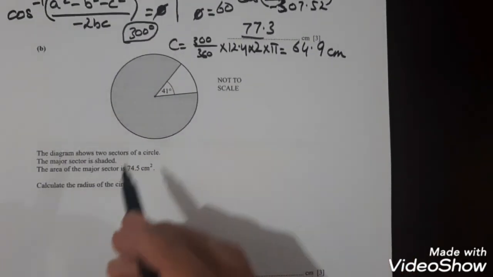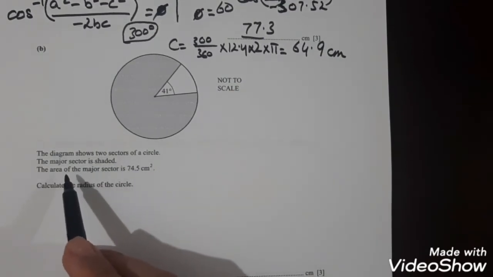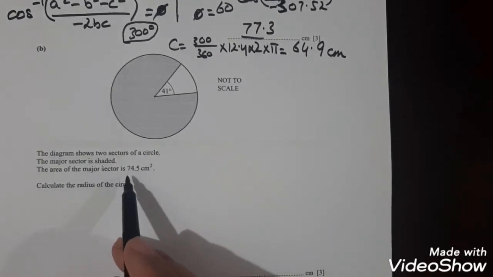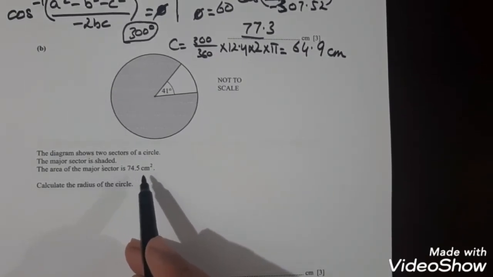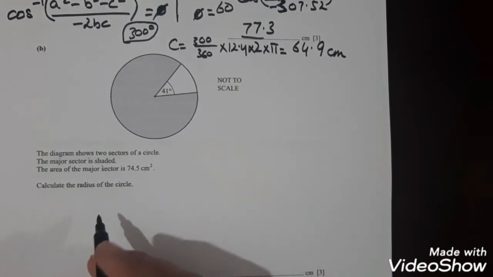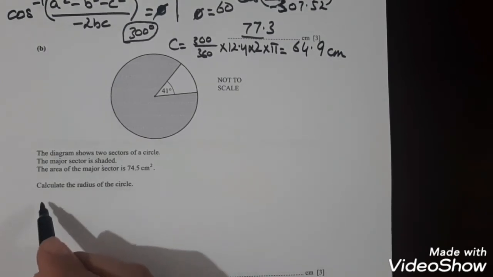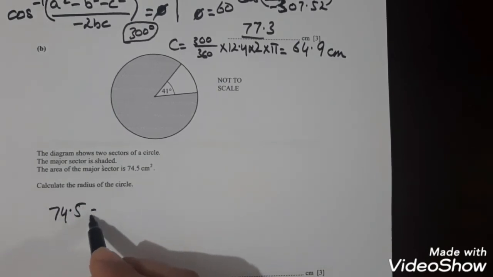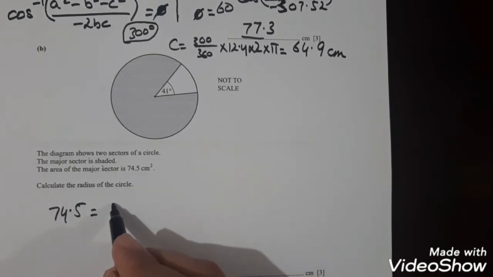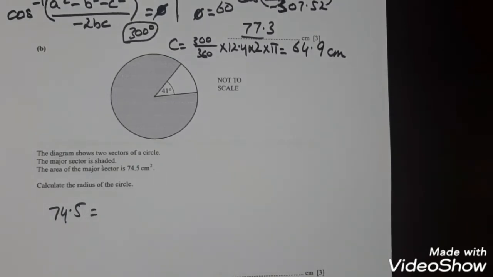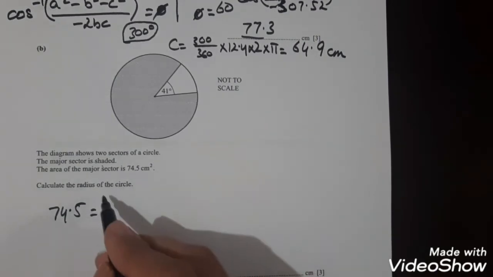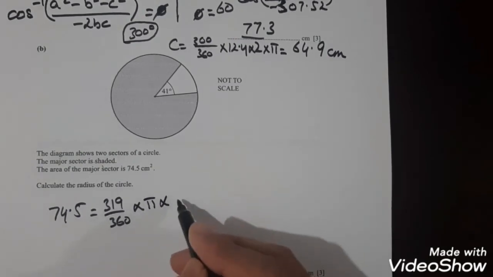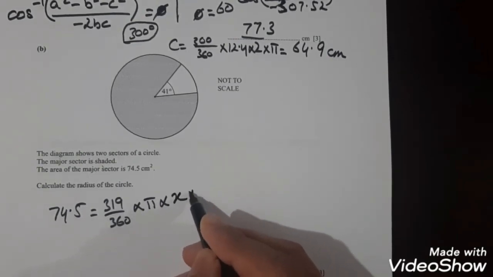And then question B states the diagram shows two sectors of the circle. The major sector is shaded, and the area of the major sector is 74.5 centimeters squared. Calculate the radius of the circle. So as we have the area of the major sector, we write 74.5 is equal to 360 minus 41, which is 319, divided by 360 multiplied by pi multiplied by r, which is x, squared.